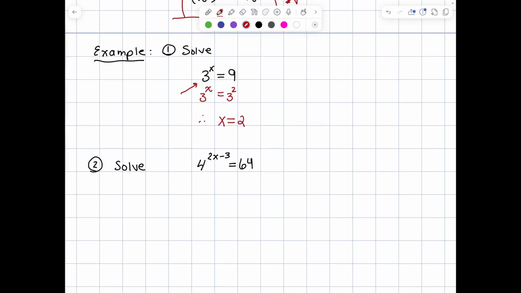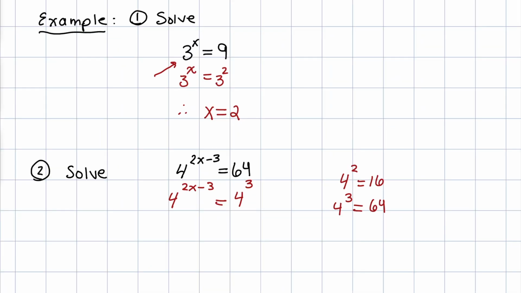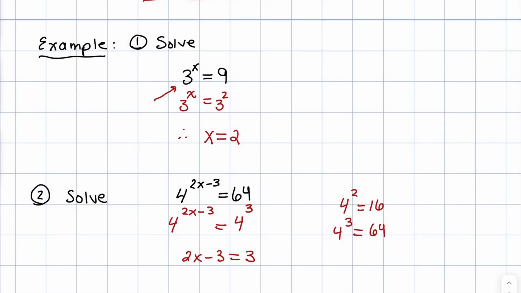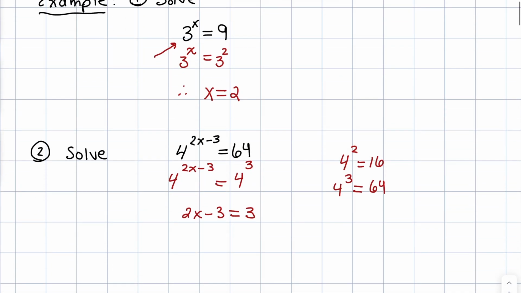So we have 4 to the 2x minus 3 power, and this equals 64. So we need to figure out what 64 is in terms of 4. So we have 4 squared is 16. 4 to the third is going to give me 64. So we have 4 to the 2x minus 3 equals 4 to the third. Then if I set the exponents equal to each other, I have 2x minus 3 equals 3.